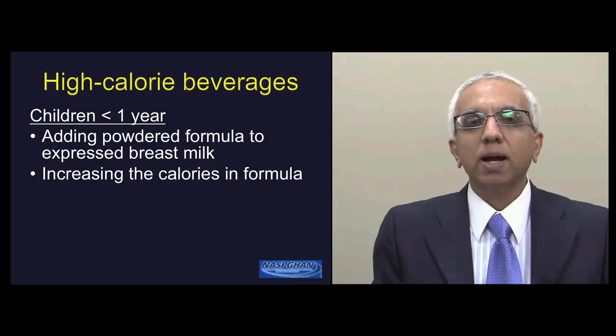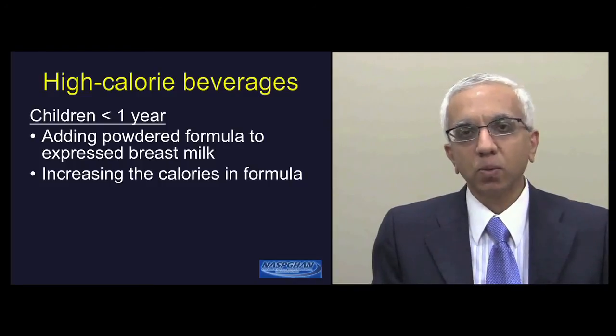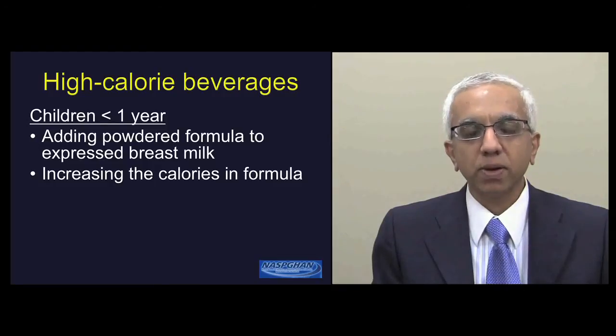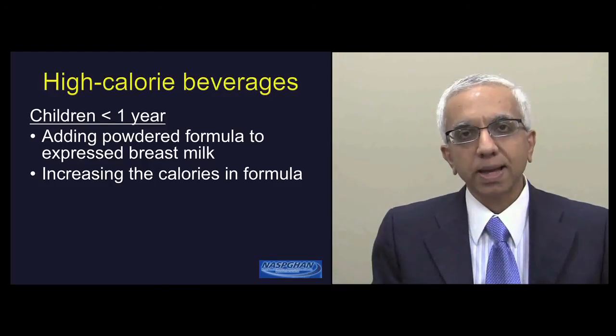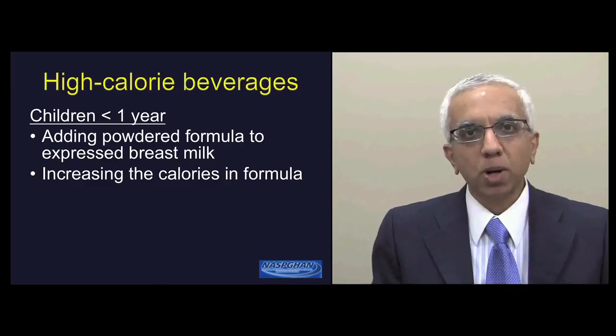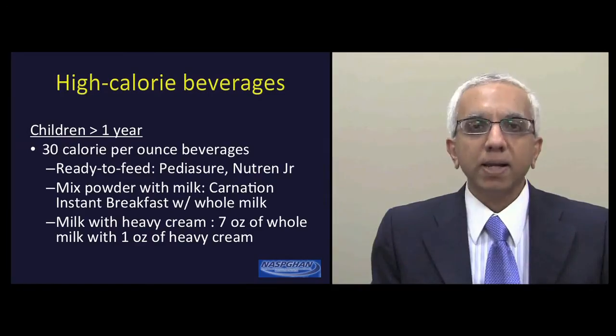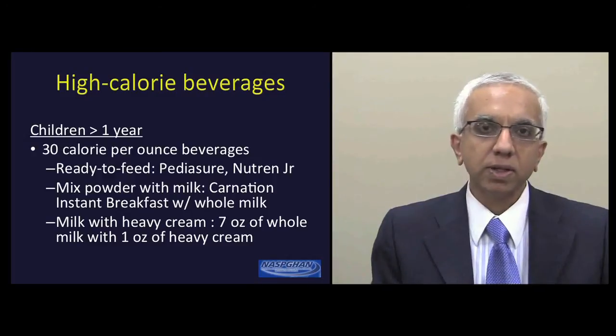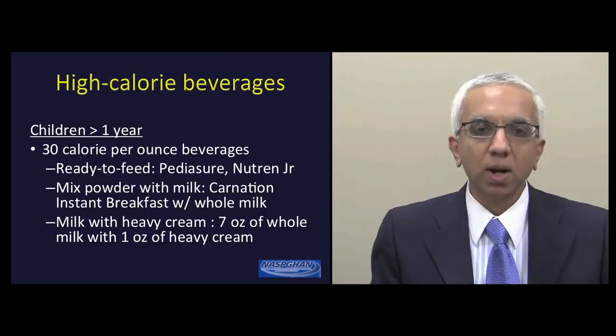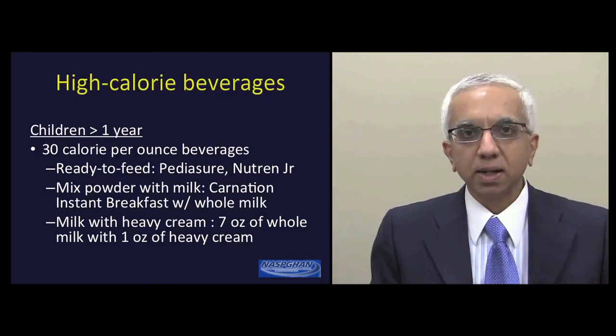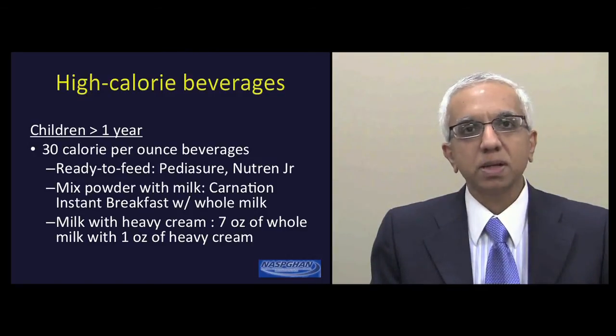When we talk about high-calorie beverages, we can add formula powder to breast milk to make it more concentrated. We can also increase the calories in formula by adding more powder to sort of under-dilute the formula. A variety of 30 calorie per ounce beverages are available for children above the age of 1. I have provided a couple of ready-to-feed examples there.